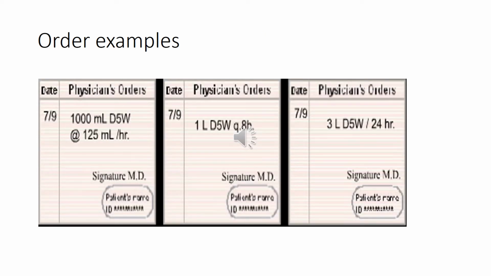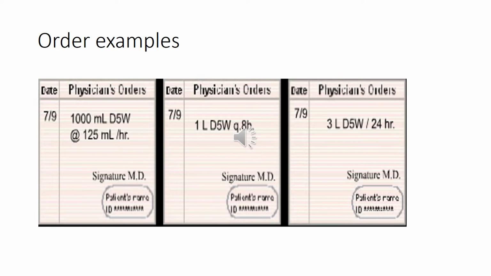Here are 3 examples of what typical IV orders look like. The first one shows 1,000 milliliters of D5W at 125 mils per hour. What that is saying is he wants a bag of D5W to run at 125 milliliters per hour. There's no stop time. There's no end time. So this is going to be a continuous IV.